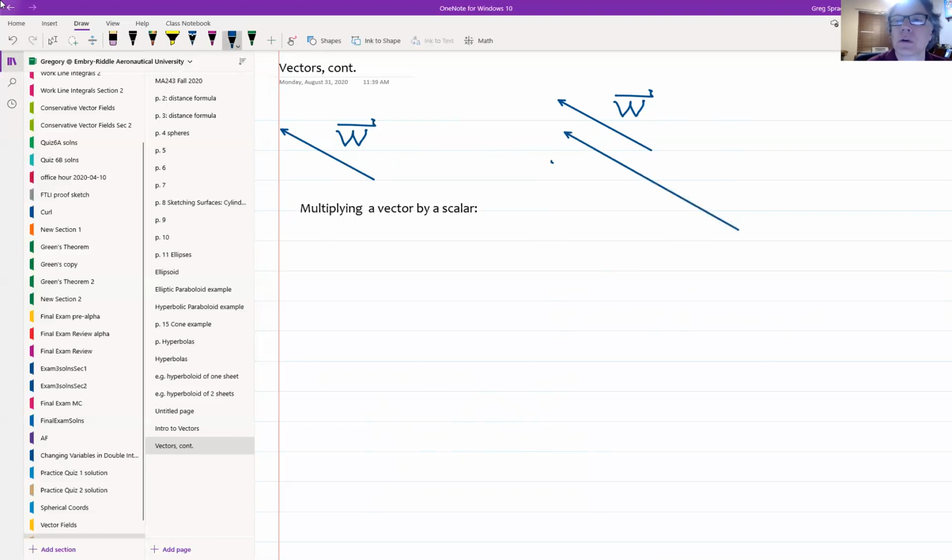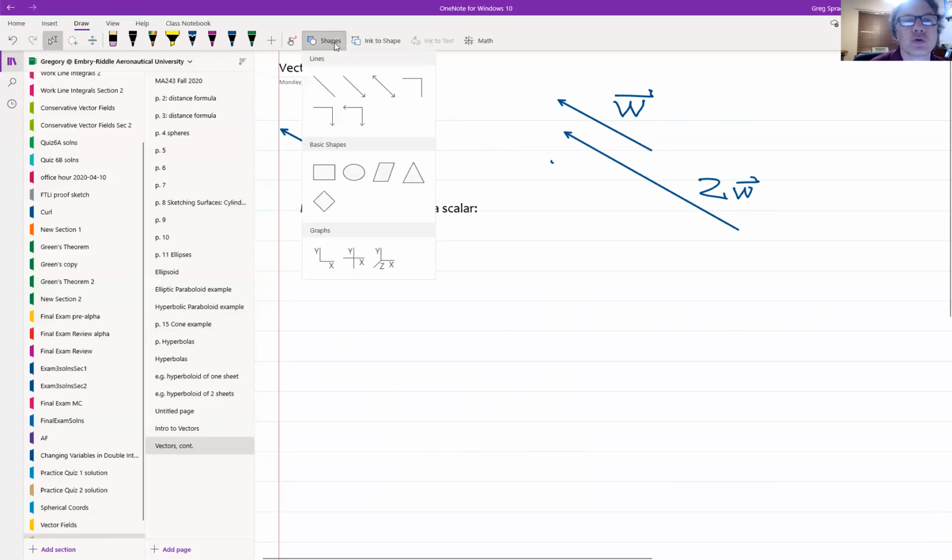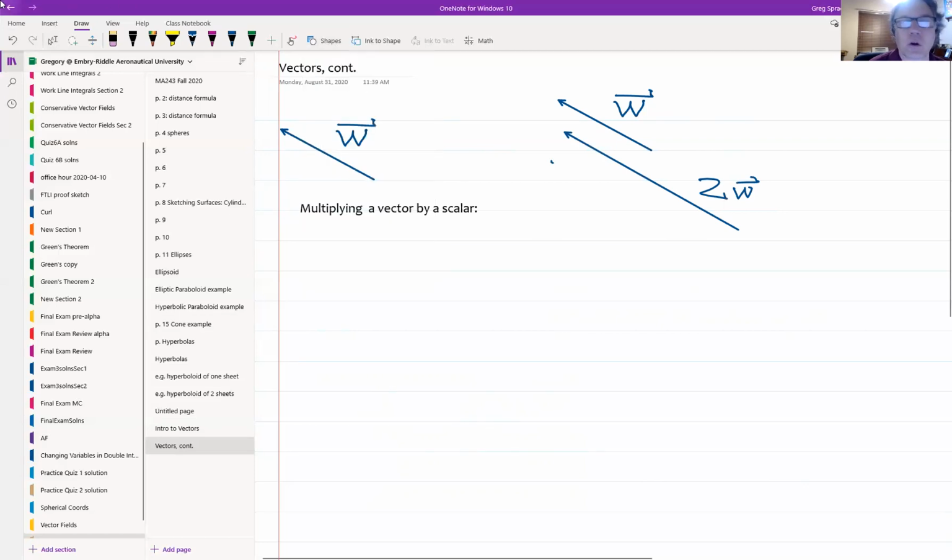Okay, close enough. So, okay, so that's 2W. Let's try 1/2 W. Okay, so 1/2 W has the same direction, but is half as long.